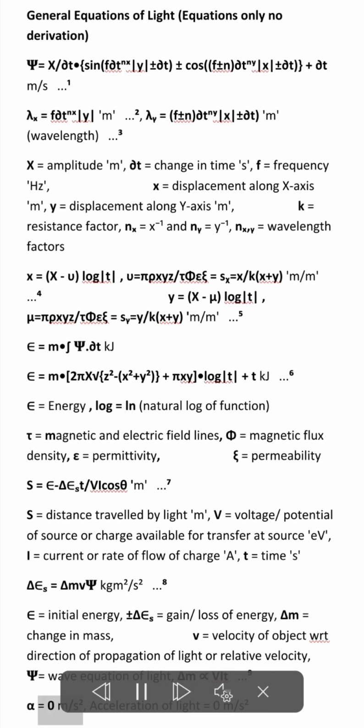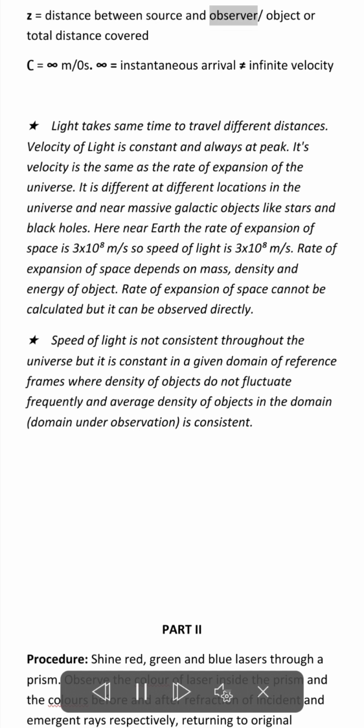Alpha equals 0 meters per square second, acceleration of light equals 0 meters per square second. Z equals distance between source and observer slash object or total distance covered. Complement equals infinity m slash 0s. Infinity equals instantaneous arrival, not equal to infinite velocity. Light takes the same time to travel different distances.